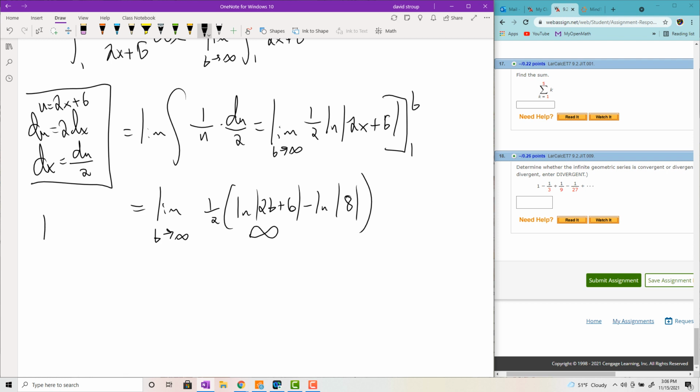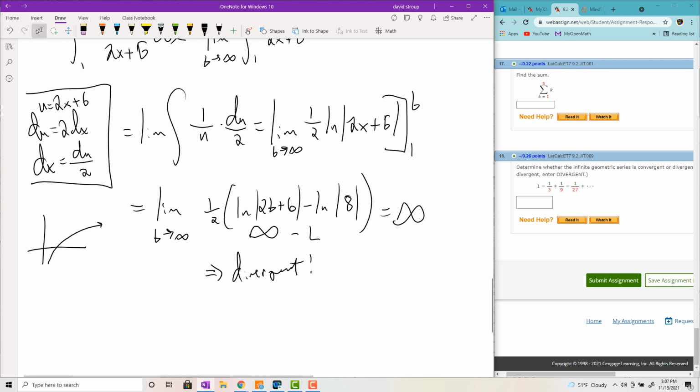Remember the graph of the ln, it goes very slowly, but it does keep increasing to infinity. Okay. And then you'll have minus some number, but that won't affect the overall limit. It will just go to infinity, and therefore you conclude it's divergent.